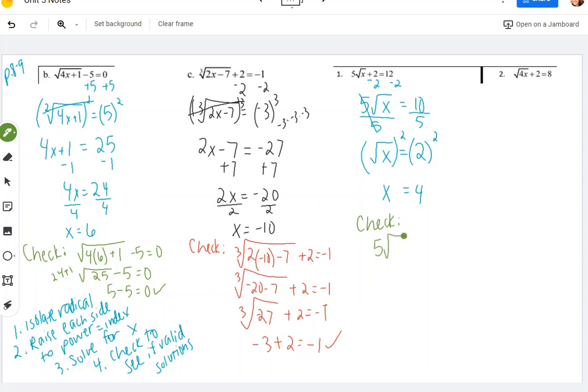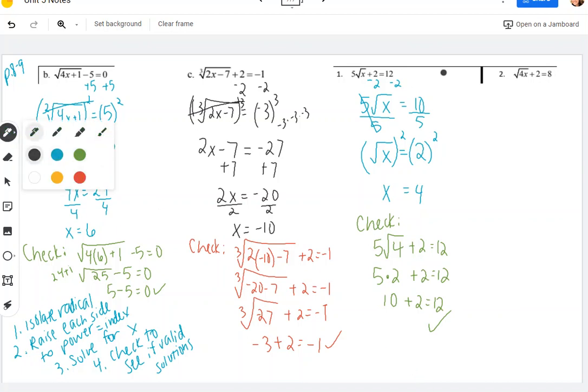So I have 5 square root of 4 plus 2 equals 12. So the square root of 4 is 2. And then order of operations here, 5 times 2 is 10 plus 2 equals 12. That is going to be correct. All right.